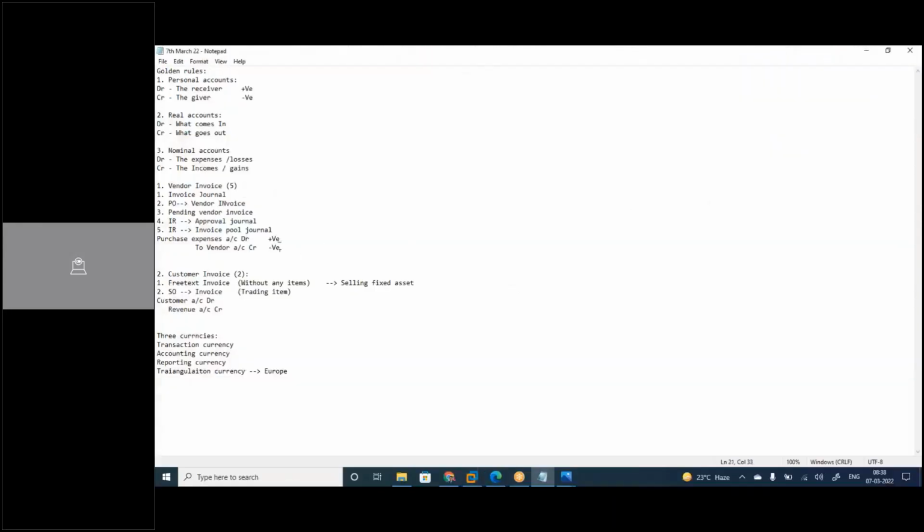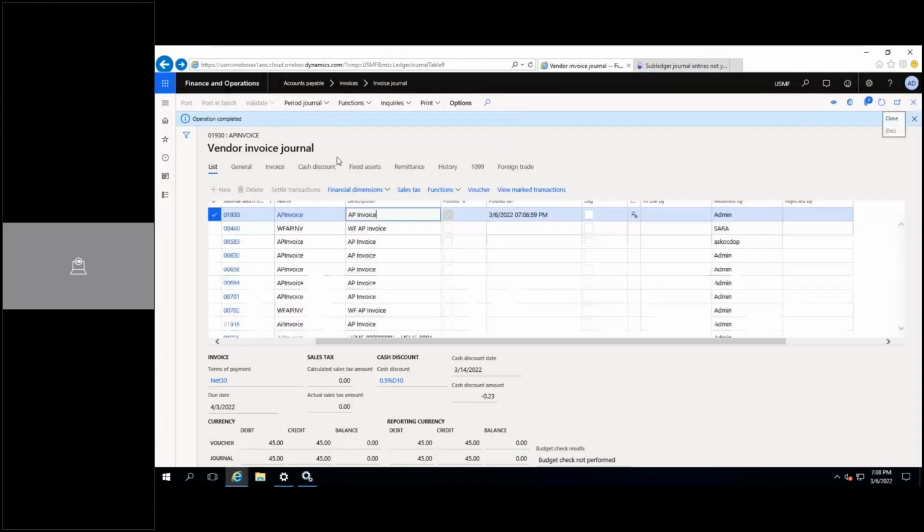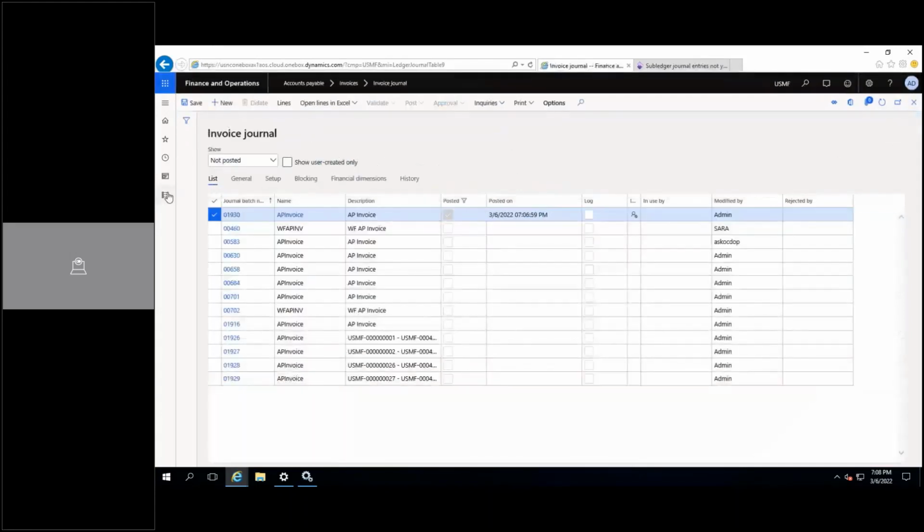One is Satya, I have one question. Yeah. So why do we have both debit and credit options there?